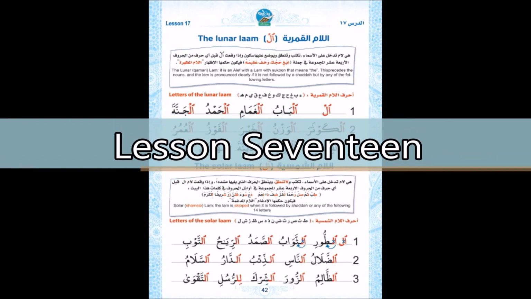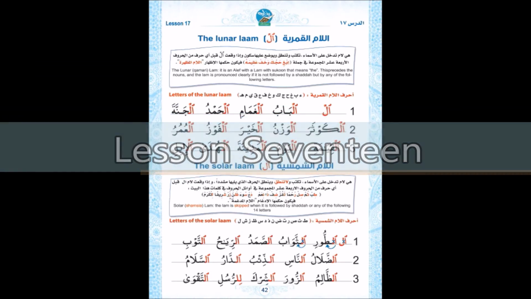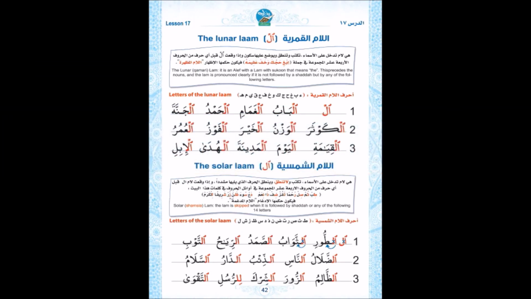Welcome to Bidaya screencast. Today we are discussing lesson 17, which discusses the alif, lam. We have the lam shamsiya and lam qamariya, the lunar and solar lam. These are names we give to the lam when it's either pronounced or not pronounced in the beginning of the word.